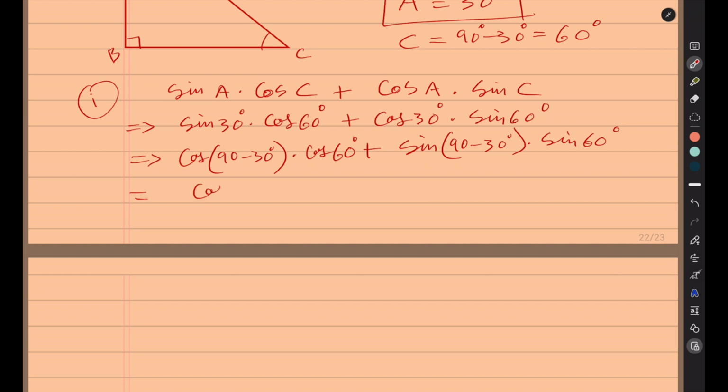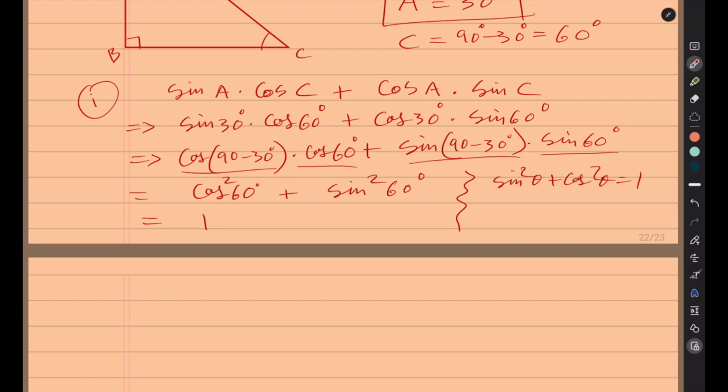So here what we got, sine 60 degree multiplied by cos 60 degree multiplied by cos 60 degree, that is cos square 60 degree, plus sine 60 degree multiplied by sine 60 degree, that is sine square 60 degree. You can very well remember that this is equal to 1. You have already read sine squared theta plus cos squared theta is equal to 1. So the value of this expression is 1.